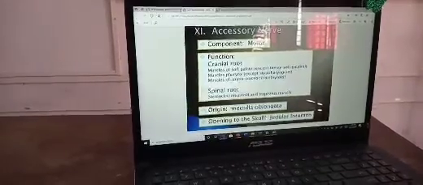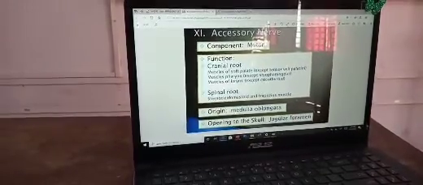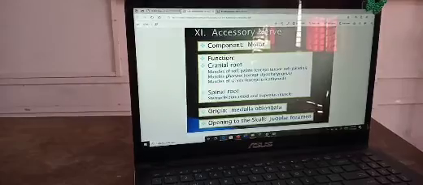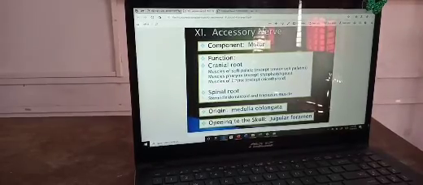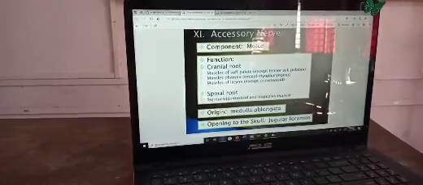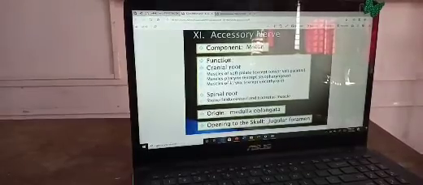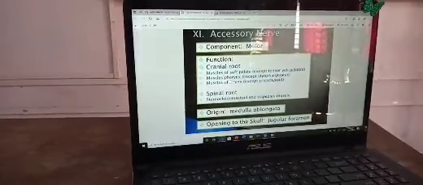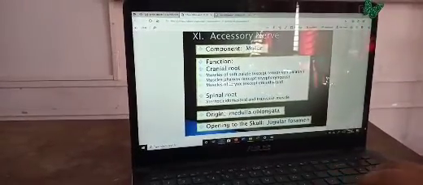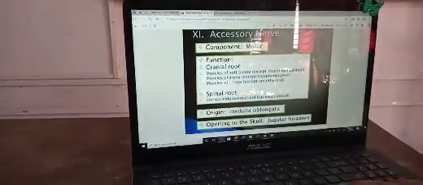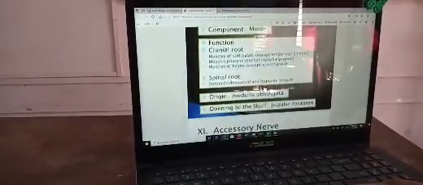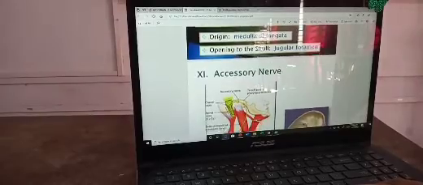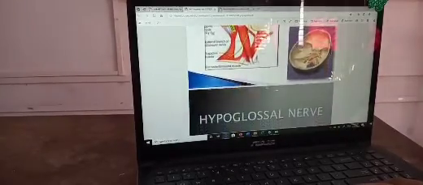The spinal root of the accessory nerve supplies the sternocleidomastoid and the trapezius muscle. The sternocleidomastoid and the trapezius muscle are the two muscles that are present in your neck. Then you learn about the origin, which is the medulla oblongata, opening to the skull through the jugular foramen.